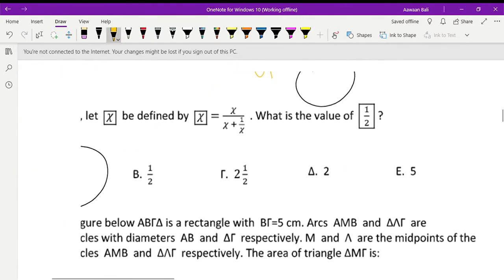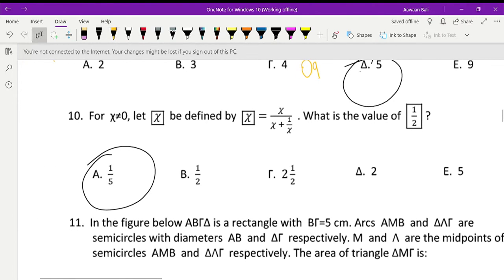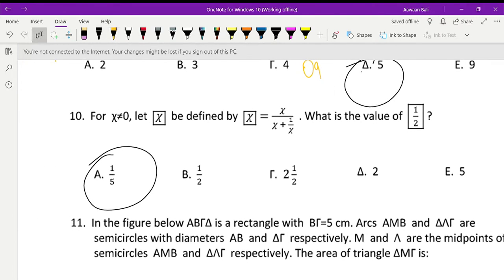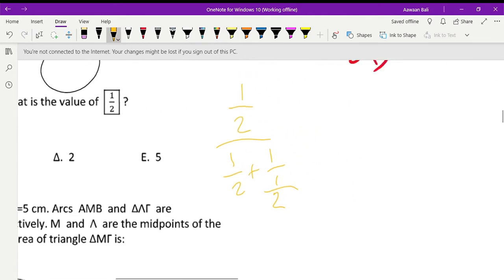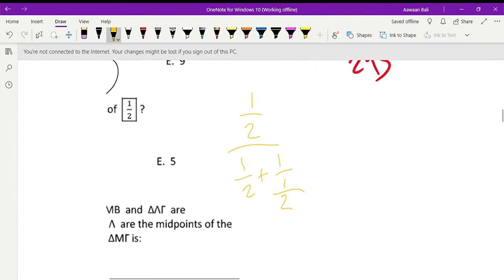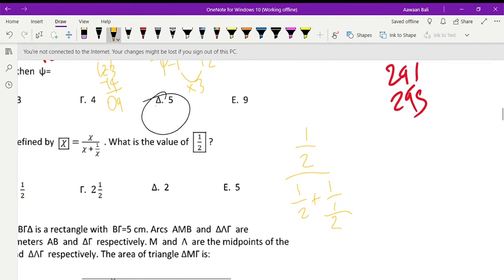Now, question number 10. For x is unequal to 0, let rectangle x be defined by x is equal to x divided by x plus 1 upon x. What is the value of the half? Okay, so basically to find this, it would be a half divided by a half plus 1 upon a half. May look a bit hard at first, but it's actually not hard at all. Definitely not hard at all.